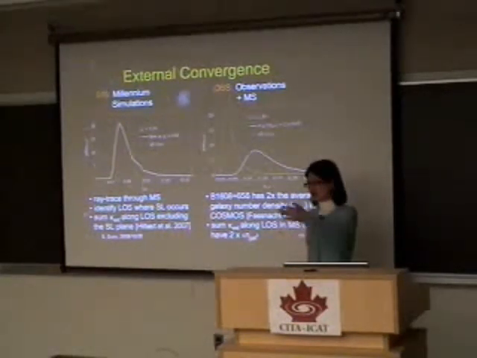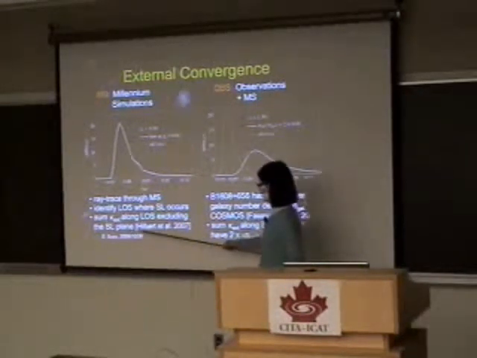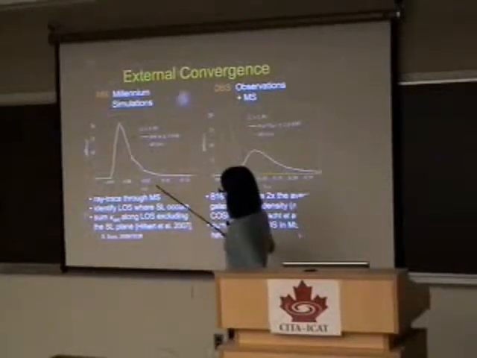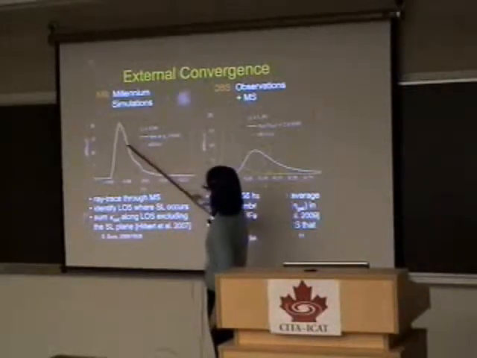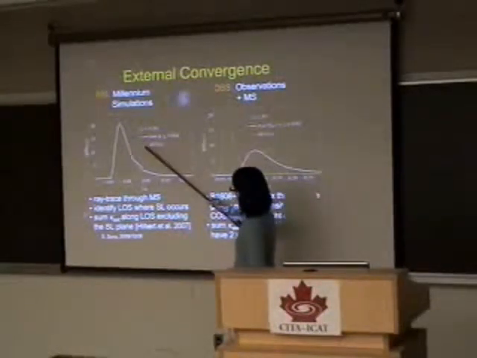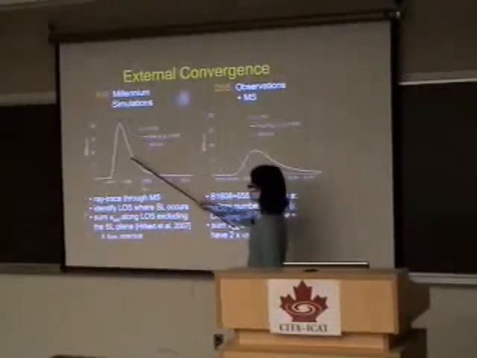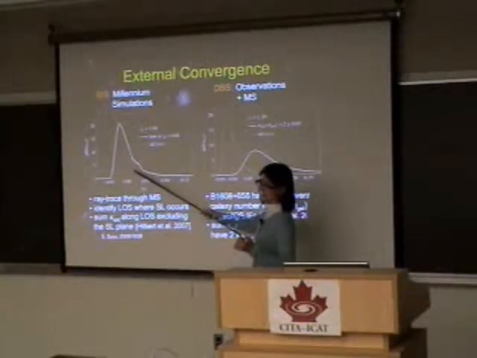We then sum up the external convergence along the strong lens line of sight, excluding the strong lens plane itself. This follows Hilbert and collaborators' work, 2007. By averaging over many lines of sight, we can build a distribution of the external convergence, shown in the solid white curve. The dotted yellow curve is for all lines of sight. What you see here is that strong lens lines of sight, if you exclude the strong lens plane, are not biased lines of sight. They're not very different from random lines of sight.